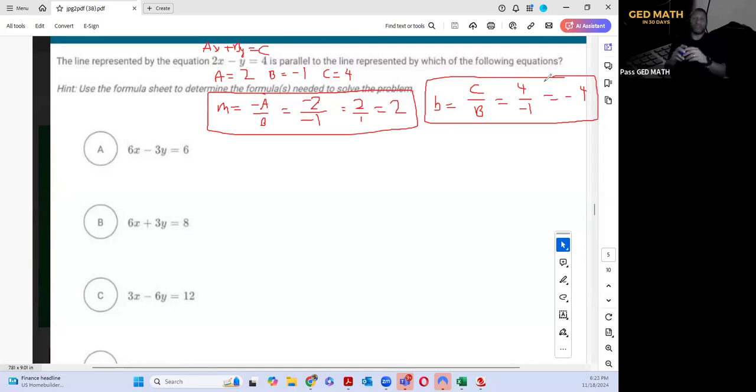So let's look at this. First of all, we identified what we know. We identified this equation as standard form. Because it's in standard form, we identify what the slope is and the y-intercept. Now let's get back to the question. This line represented by the equation 2x minus y equals 4 is parallel to the line represented by which of the following equations? So we got to look at each one of them. All we need to find out is, parallel lines have the same slope.